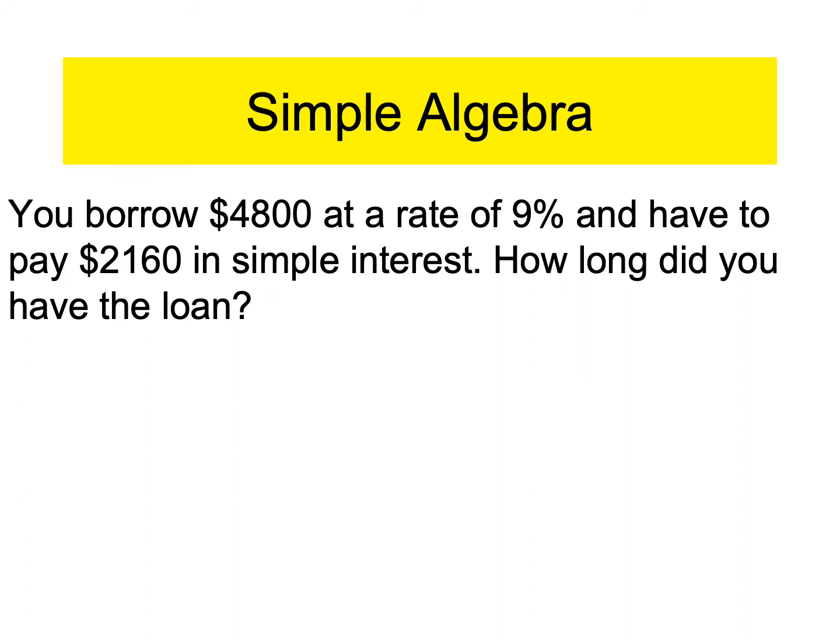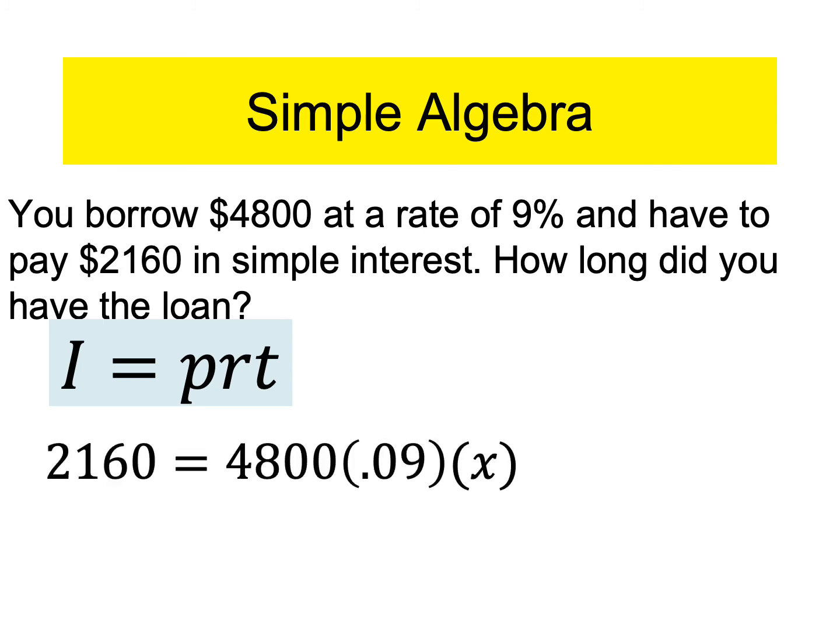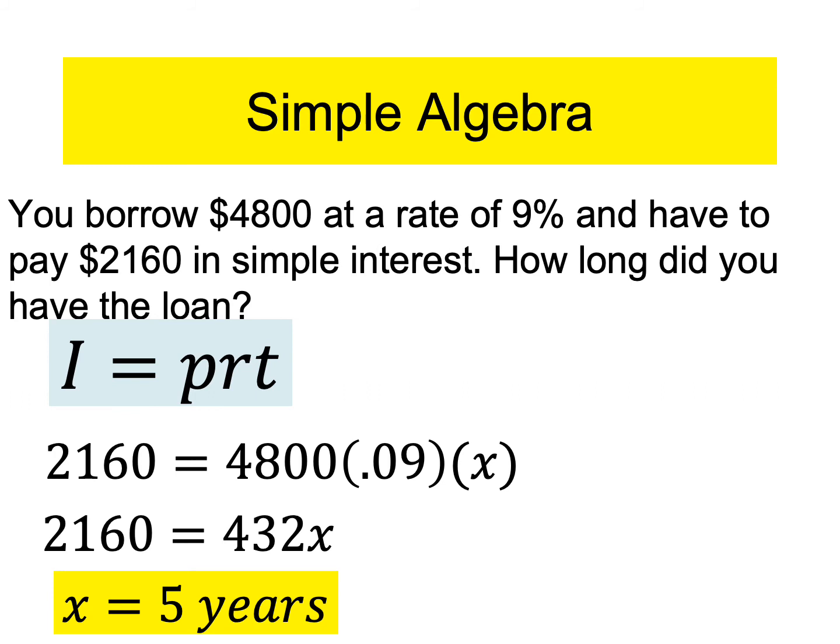This time I'm told the interest. The interest is $2,160. I'm told the principal, $4,800. I'm also told the interest rate. What I'm not told is the time. So notice for this one, I'm solving for time. All right, just a little bit of algebra. 4,800 times 0.09. Get x by itself. Remember, that's your time. Divide both sides by 432. We get 5 years. So you're taking a 5-year loan out.